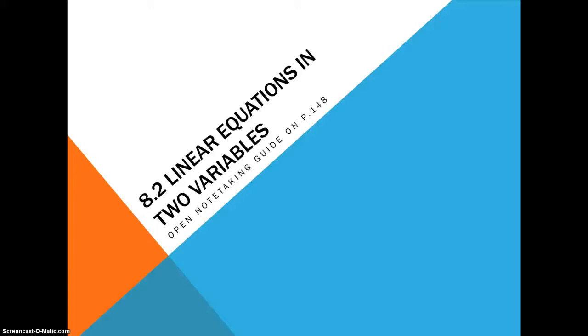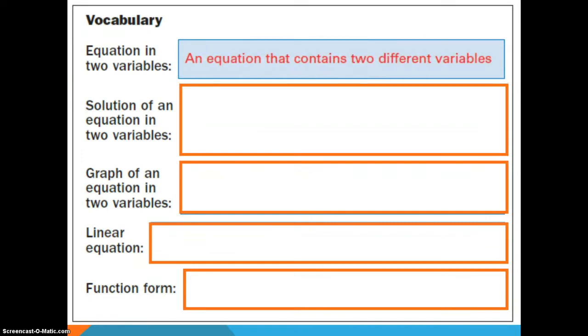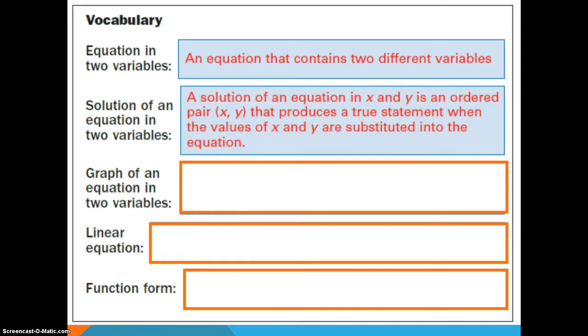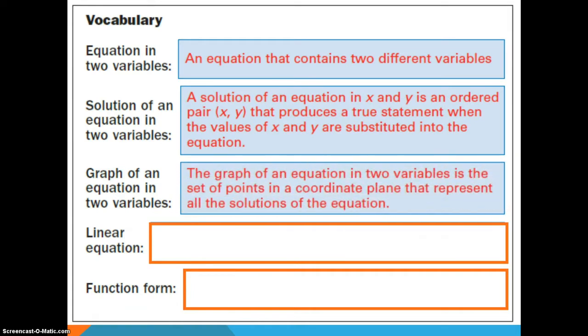Lesson 8.2, Linear Equations in Two Variables. An equation in two variables contains two different variables. A solution of an equation in two variables is an ordered pair (x, y) that produces a true statement when the values of x and y are substituted into the equation. The graph of an equation in two variables is the set of points in a coordinate plane that represents all the solutions of the equation.